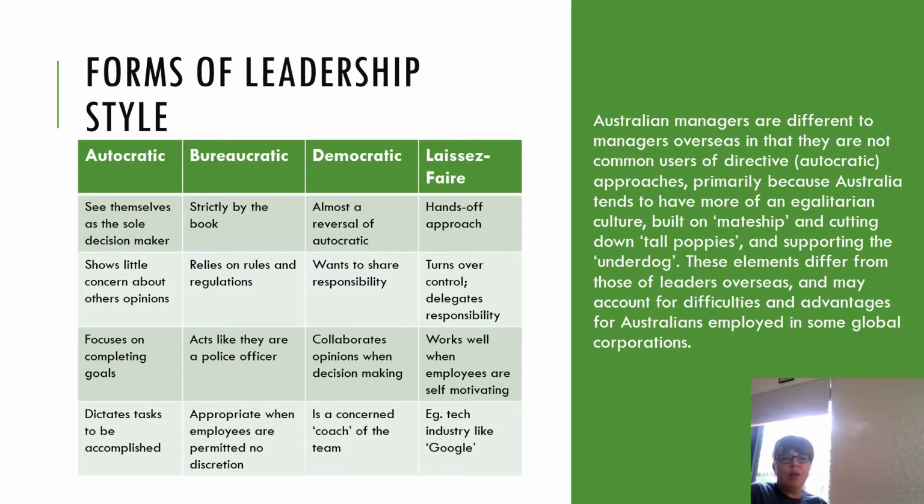Our autocratic managers see themselves as the sole decision maker. They show little concern about others' opinions. The focus is on completing the goals, and they dictate tasks that are to be accomplished. Again, our paper aeroplanes. Bureaucratic leaders are strictly by the book. They rely on rules and regulations, and act a bit like a police officer. It's appropriate when employees are permitted no discretion.